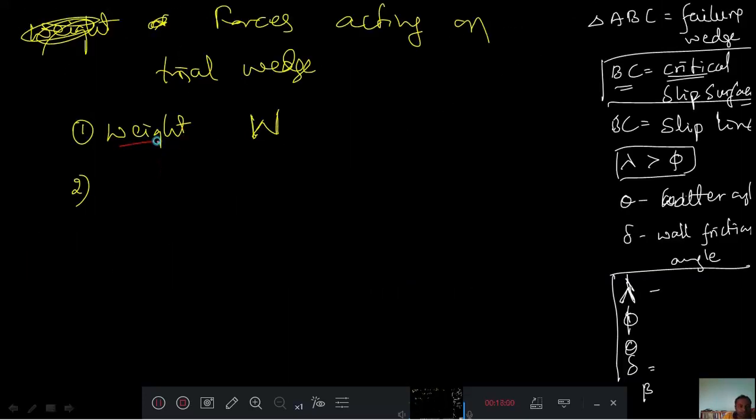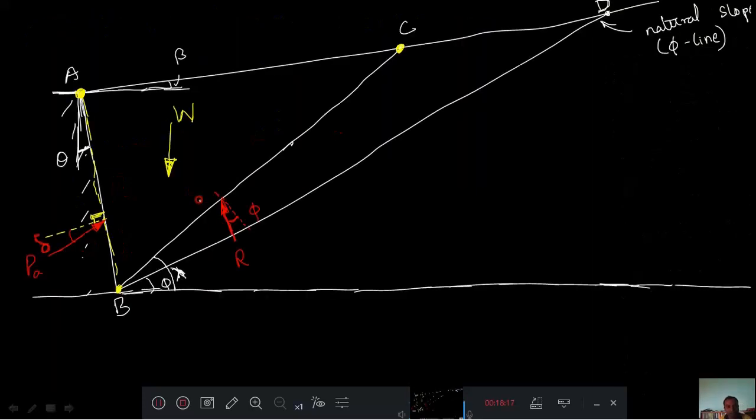How many forces are acting? The first one is the weight, which is always vertical, and we have PA, the active earth pressure, acting from the wall, and the third one we have is the reaction from the soil to the wedge. These many forces are acting. Understood?